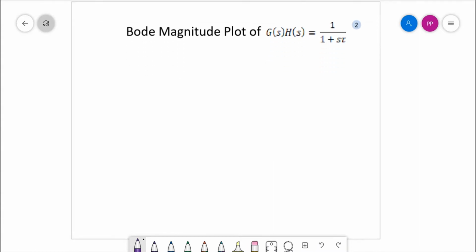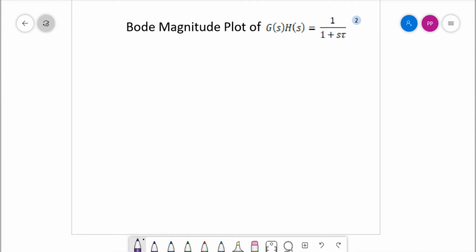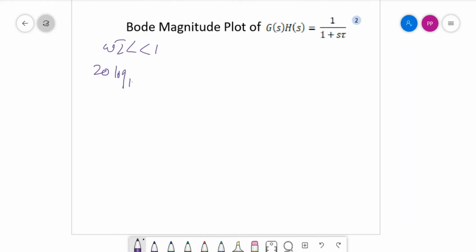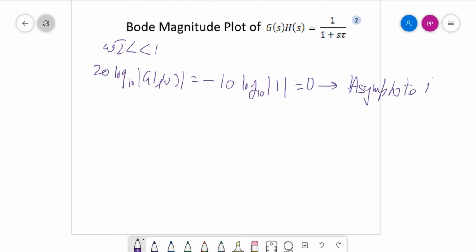So further we can write, for the frequency very much less than 1 by tau, say for the condition when omega tau is very much less than 1, this is the situation when you can write 20 log base 10 mod of G at j omega is equal to minus of 10 into log base 10 of 1 plus omega square tau square. Since omega tau is very much less than 1, 1 plus omega square tau square should approximate to 1. So log 1 is 0. This is simple. So this will help us to determine an asymptote, which I will give the nomenclature 1.